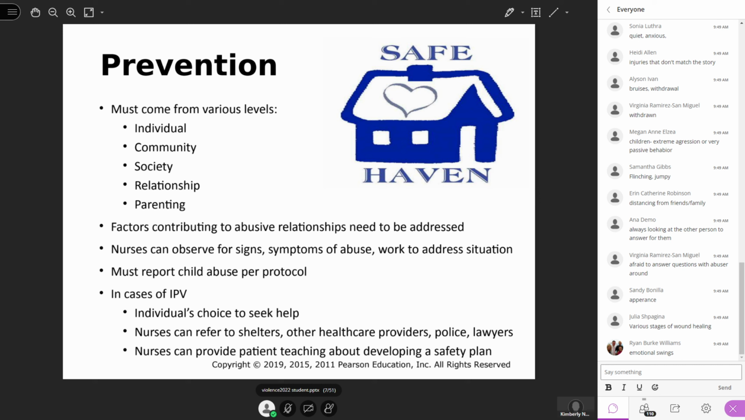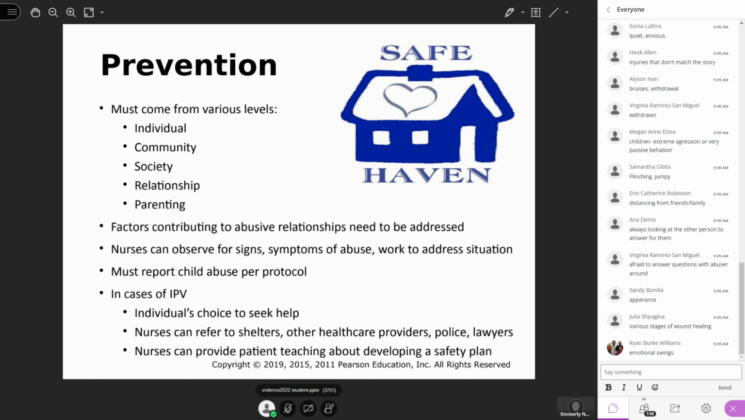And remember, we talked about mandated reporting. Nurses are required to report any type of child abuse, elder abuse, according to the proper protocol. Okay. Other things that we are going to do is try to prevent this abuse from going any further.